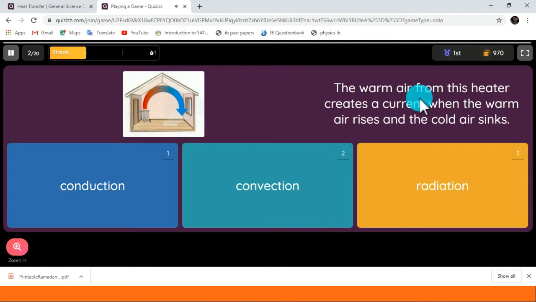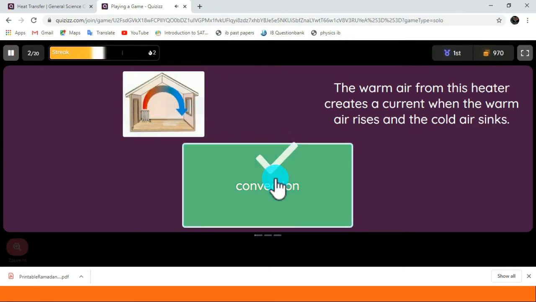The warm air from this heater creates a current when the warm air rises and the cold air sinks. So easy. What do we have here? Convection, for sure.